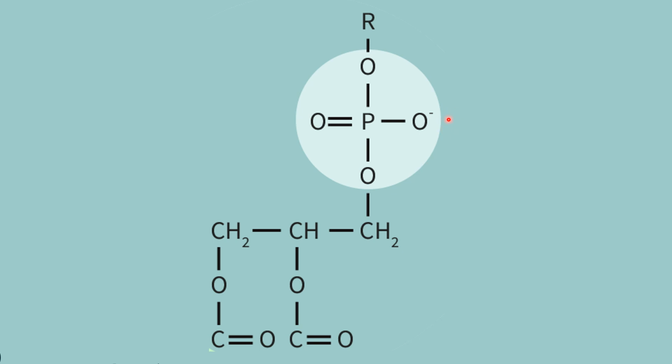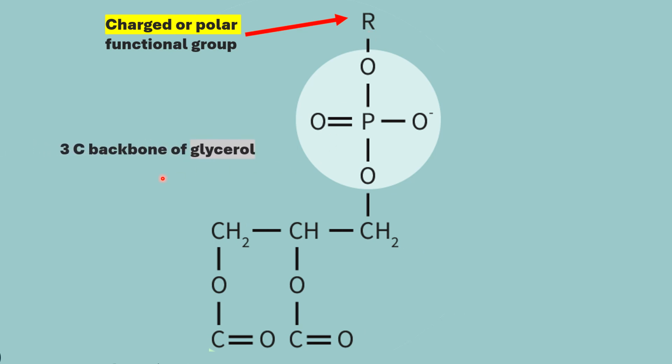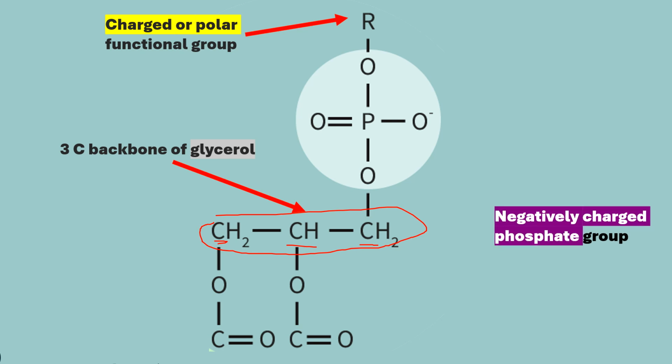Let's have a look into more detail at the hydrophilic polar head. The reason that the phospholipid's head, polar head, hydrophilic head, is polar is because of the charged or polar functional group, also known as the R group, that it has. Okay. Now it also has a 3-carbon backbone of glycerol. This thing right here, 3-carbon backbone of glycerol. Notice how all of these have a carbon, and then it has a negatively charged phosphate group. Okay, so this would be the phosphate group, and it's negatively charged.